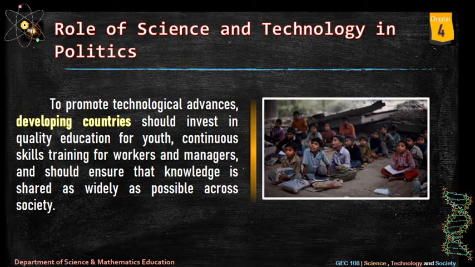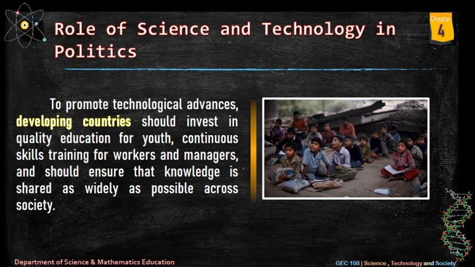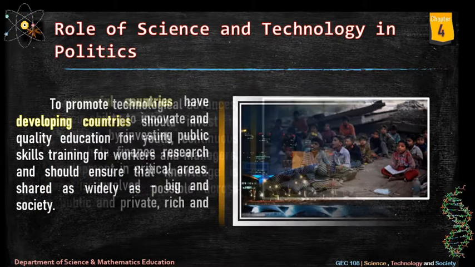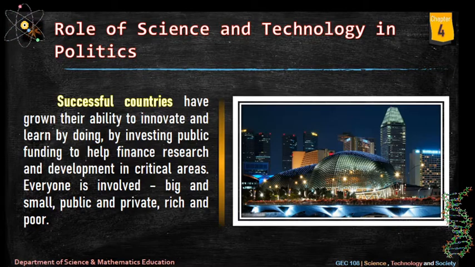To promote technological advances, developing countries should invest in quality education for youth, continuous skills training for workers and managers, and should ensure that knowledge is shared as widely as possible across society. Successful countries have grown their ability to innovate and learn by doing, by investing public funding to help finance research and development in critical areas. Everyone is involved, big and small, public and private, rich and poor.